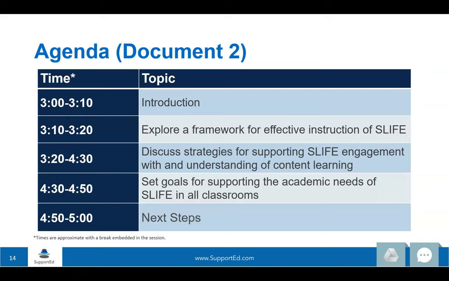Document two in your folder is an agenda for today. I'd like you to take a couple of minutes and review the agenda and identify what you're looking forward to. You can write that in the chat. We want to set an intention for today's session.